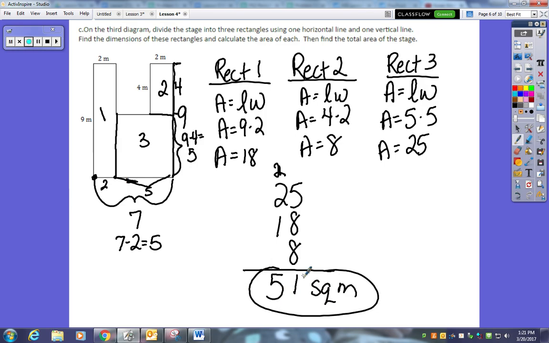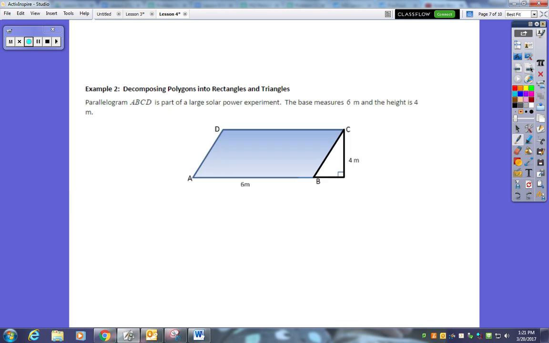So again, you have to really look at what's already there, break it up into different figures. This shows us that we can break it down in different ways, whether we're using horizontal lines, vertical lines, or a combination thereof. Okay, let's look at another one.